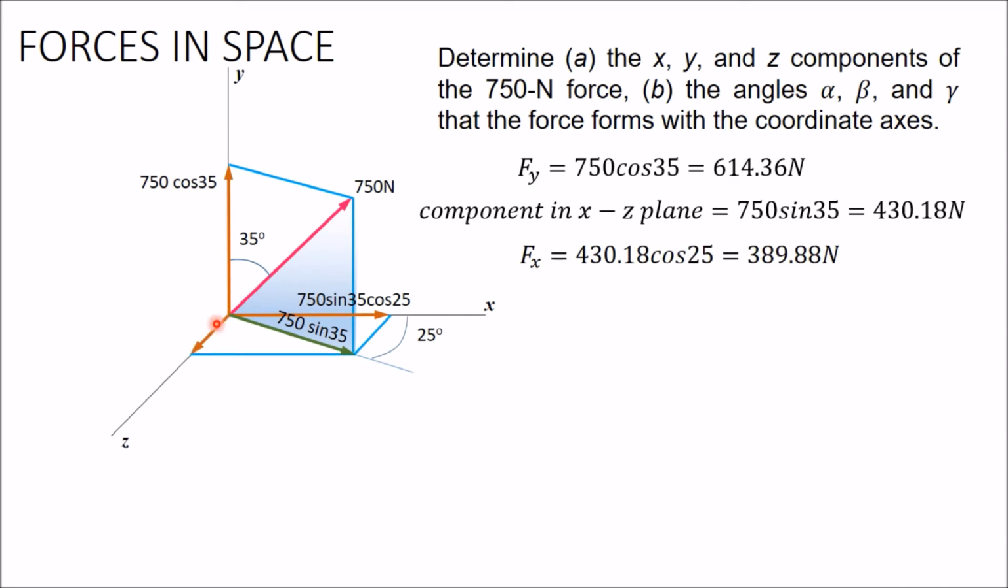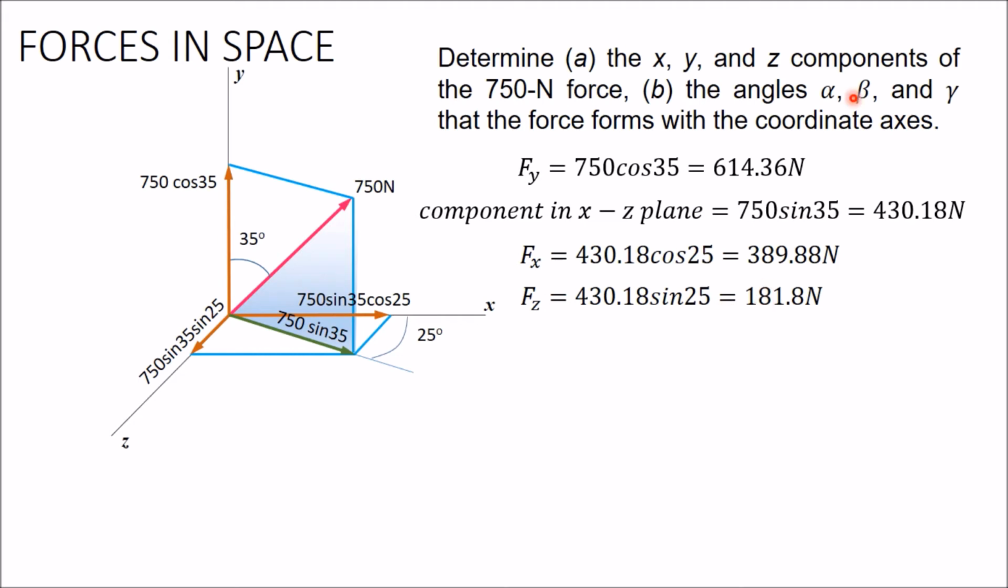The other component will be along this direction. So this will be 750 sin 35 times sin 25. This angle is 25, so this is cos 25 and this is sin 25. I have calculated both Fx and Fz here. So 750 sin 35 is 430.18, and its cos component, cos 25, gives 389.88. So this value is 389.88, and this component Fz is 181.8. If you calculate this, you will get this value.